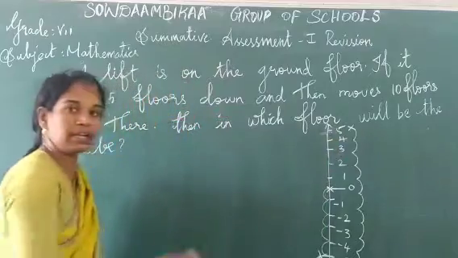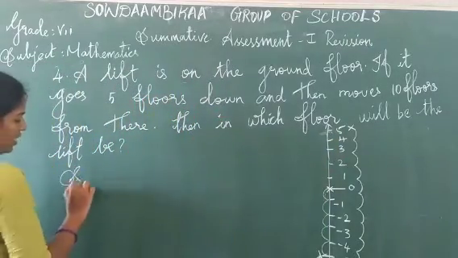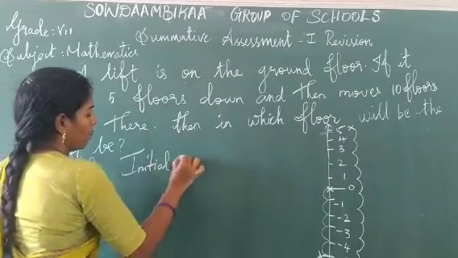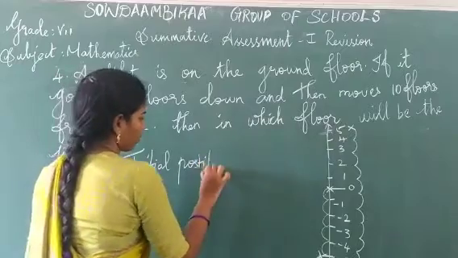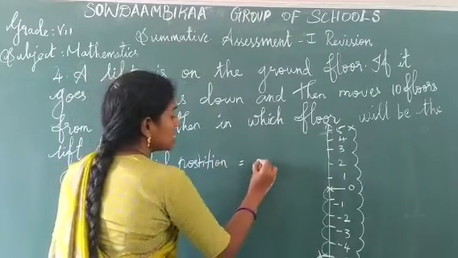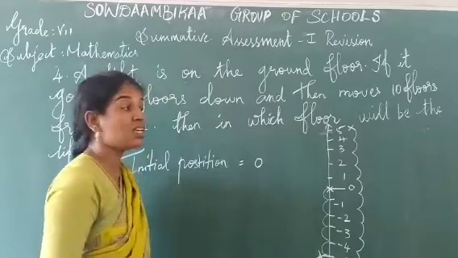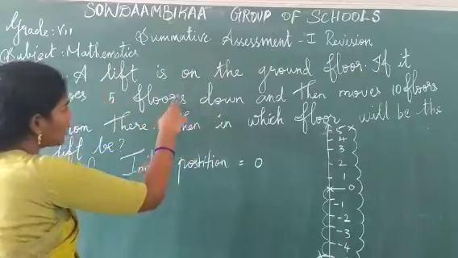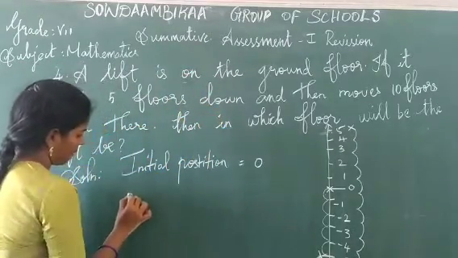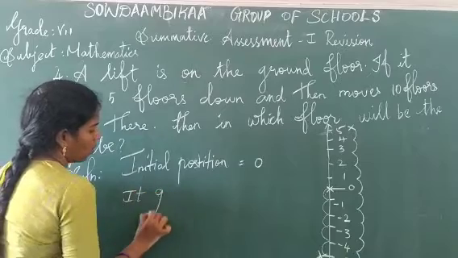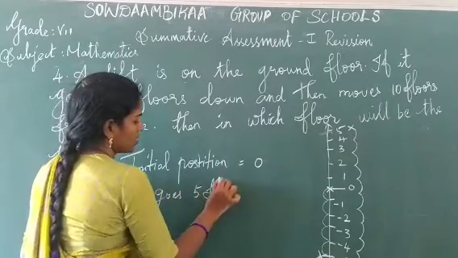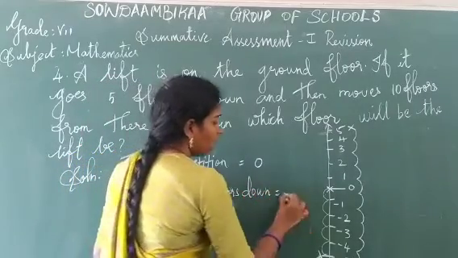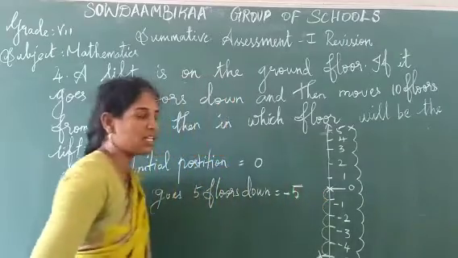Plus 5. Okay, let us solve the sum. Solution. The initial position is 0. Okay, it goes 5 floors down. Down means we have to put the negative integer, minus 5.